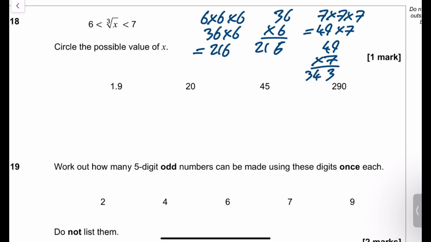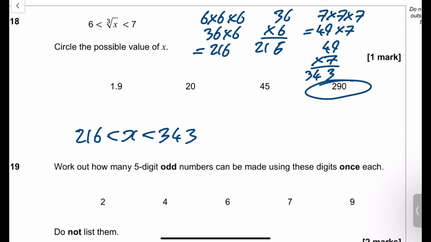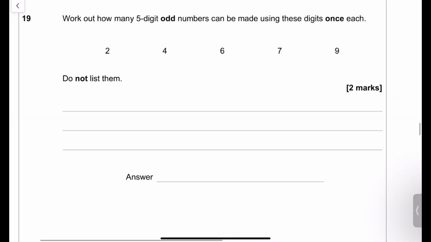Okay, so basically, 216 is less than x is less than 343. Okay, circle the possible value of x. That one, that's the only one it can be. Happy days. Oh, right, another weird one here.